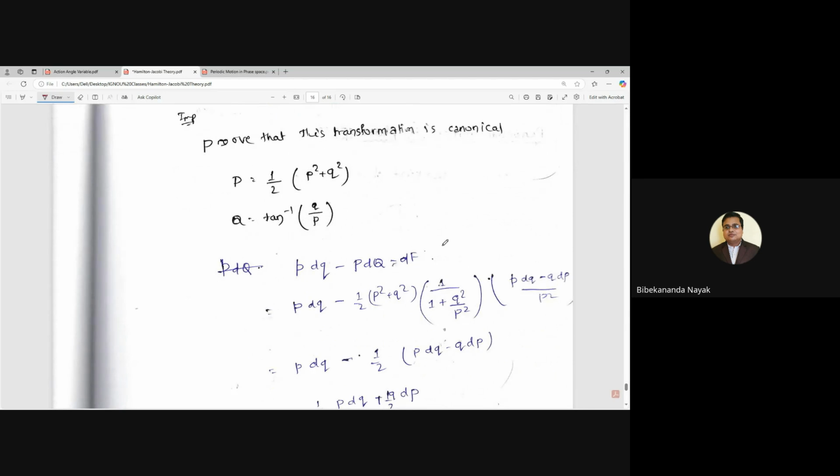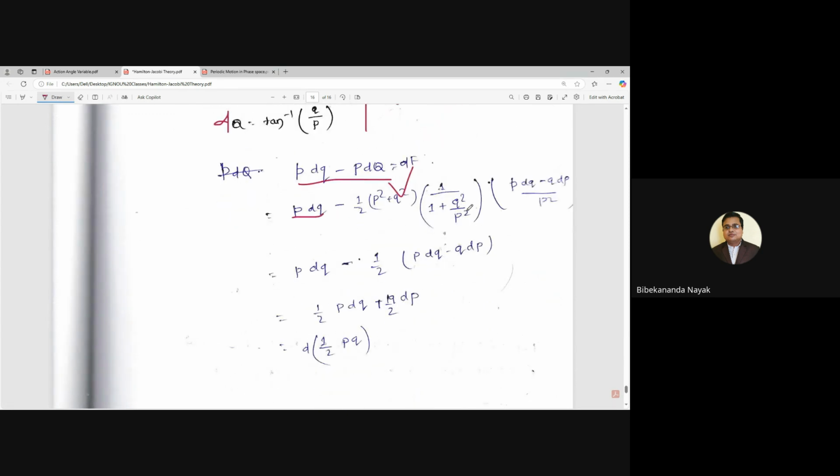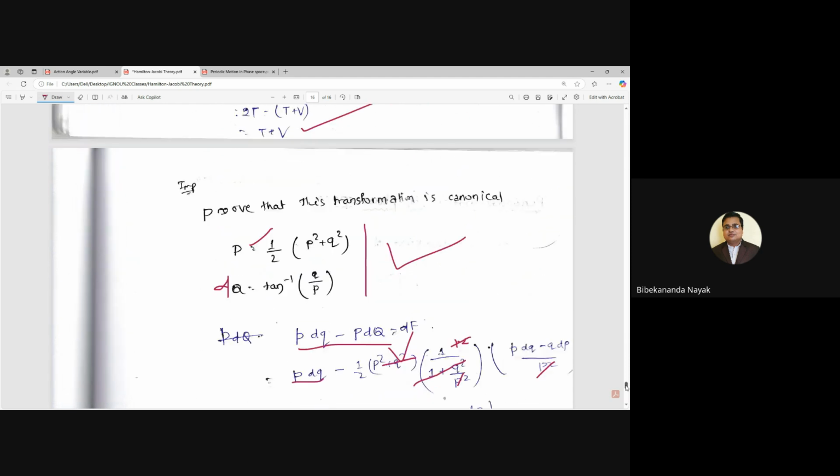Another question from the last class: whether this transformation is canonical. Using Poisson or Lagrange brackets, we cannot check it. We have to use the exact differential. P dq minus capital P dQ is equal to dF, where capital P and Q are given. So if small p dq is taken, then capital P is here. Taking the differentiation of tan inverse q by p, 1 by 1 plus q square by p square, times (p dq minus q dp) by p square. So it will be p square plus q square in the denominator, and in the numerator p square and q square cancel. So it is nothing but half of (p dq minus q dp). Taking half p dq plus half q dp, a differentiation of half pq. So this transformation is canonical.